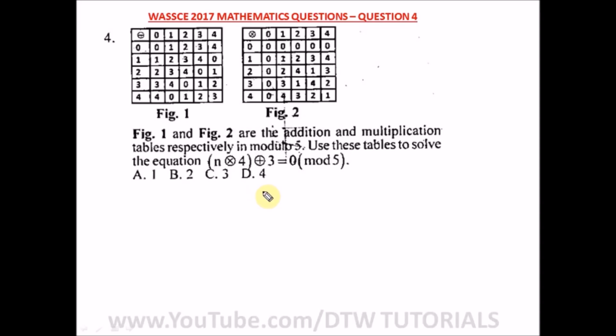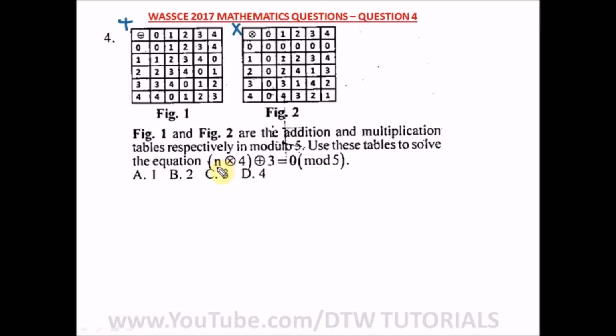Question 4 of our WASSCE 2017 maths question, that's our WAEC 2017. It says figure 1 and figure 2 are the addition and multiplication tables respectively in modulo 5. Use these tables to solve the equation. I hope you remember modulo arithmetic. So let's do this together. This is the addition table, and this is the multiplication table. So we're told to prove that this equation is equal to 0 in modulo 5. So this table is in modulo 5.